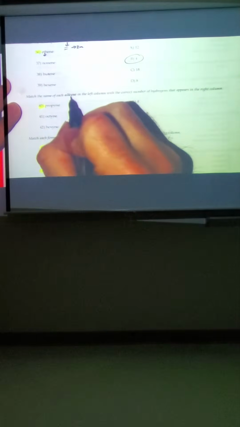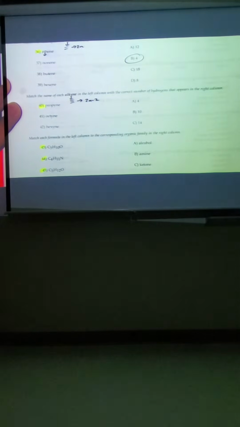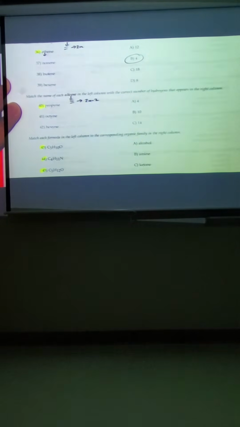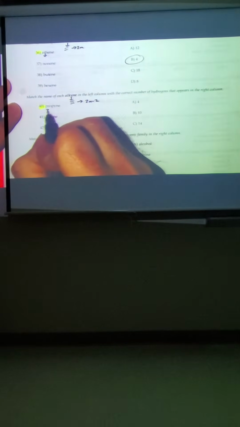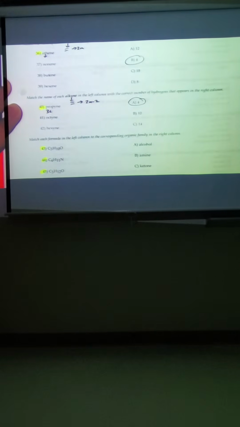Propyne, so triple bond. Going to continue to lose hydrogens, so now we're down to 2n minus 2 for hydrogens. We have prop, my evil parrot, so there's 3. So 3 carbons, we're going to expect double that, 6 minus 2, which is 4. So straight across.